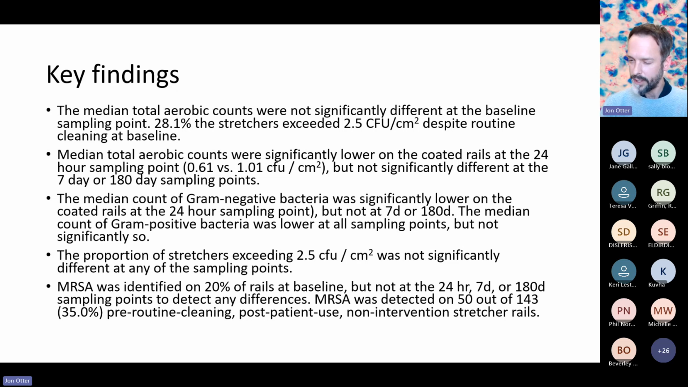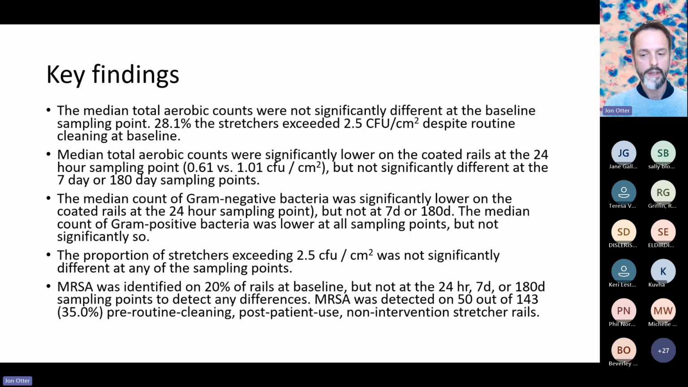But as we'll look at when we look into the data in a bit more detail, there were some really compelling trends on this point. Interestingly, and I think shockingly, really, certainly from a UK NHS perspective, MRSA was identified on 20% of the bed rails at baseline. And remember, this was after routine cleaning, when these things were ready for the next patient, but there were no significant differences in contamination levels at the various sampling points.